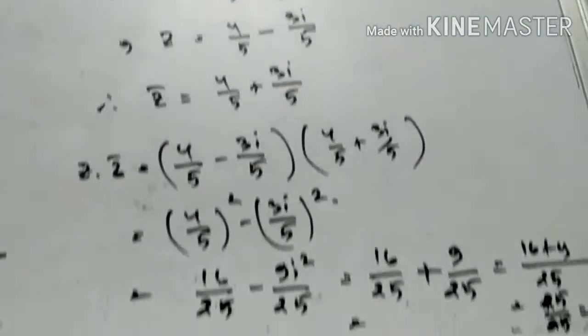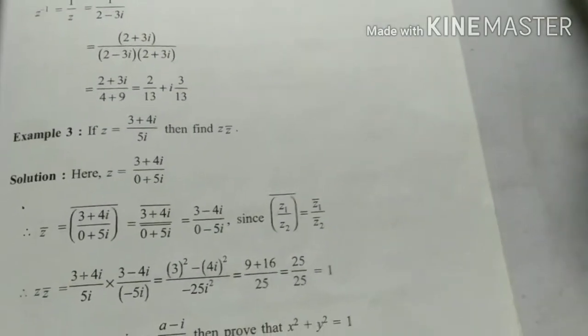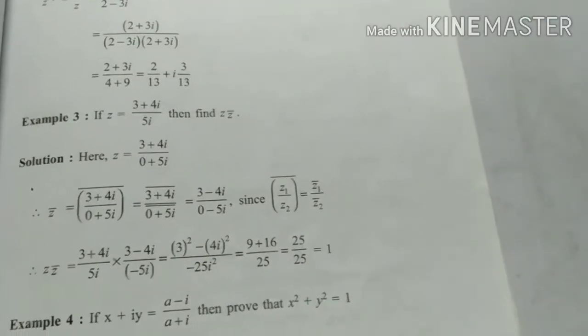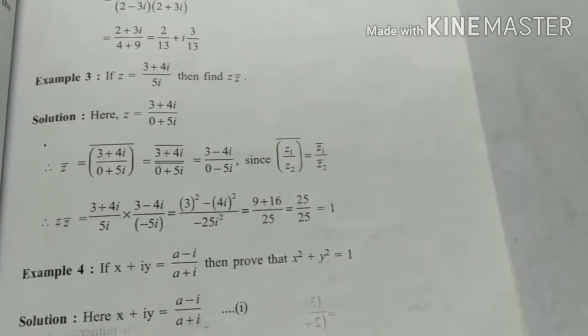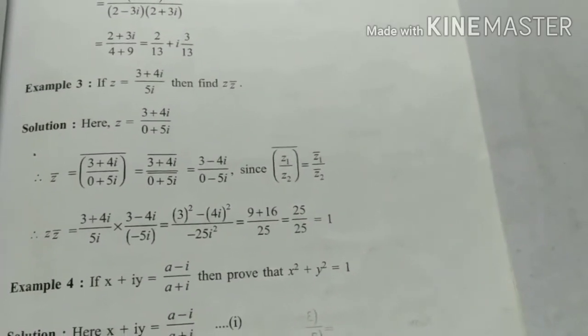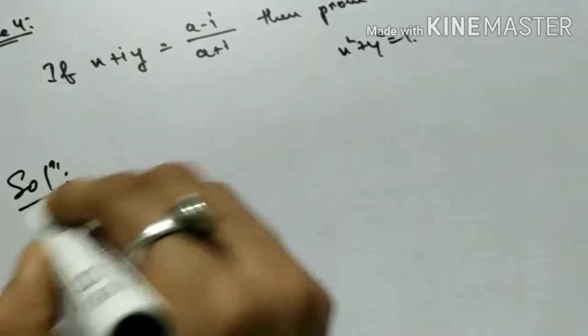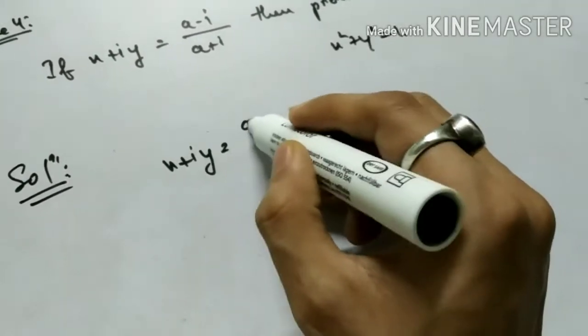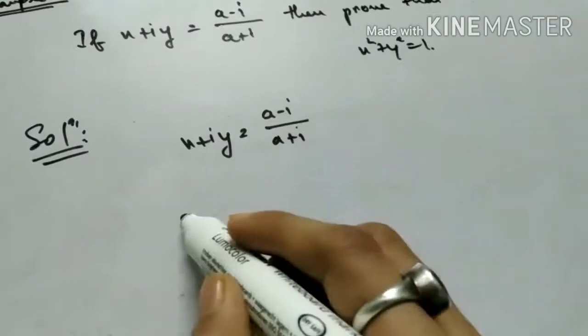Understand? You can do it in this way. I hope you have understood. Next, again, you see example number 4. It says that if x plus iy is equal to a minus i by a plus i, then prove that x square plus y square is equal to 1. Now solution. It is given that x plus iy is equal to a minus i by a plus i, and I have to prove that this is equal to 1.